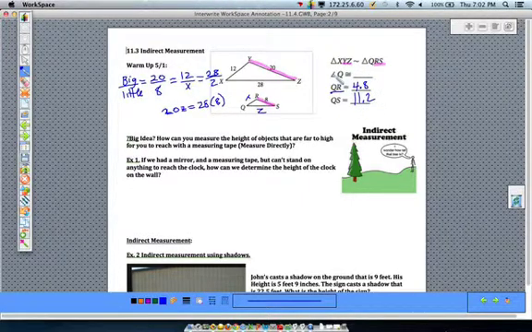Finally, a lot of people got hung up on this. Angle Q is congruent to what angle? And that is angle X. That corresponds. So then we got started with our lesson.